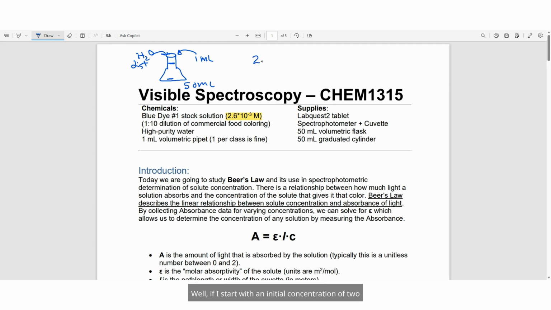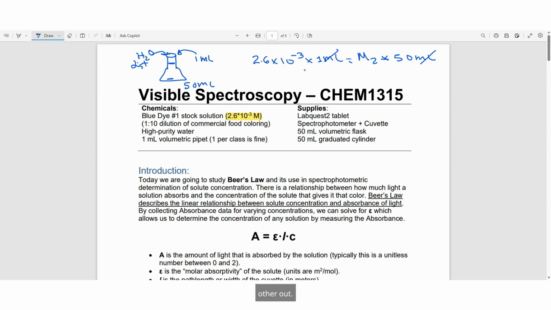How is the calculation done? Well, if I start with an initial concentration of 2.6 times 10 to the minus 3, which is the concentration of the dye, I multiply it by the volume that I took from that solution, and that will be equal to the new concentration that I just prepared in the volumetric flask multiplied by the volume of the flask, which would be 50 milliliters. Therefore, to find the concentration, I would have to divide 2.6 times 10 to the minus 3 by 50. This calculation will give you the exact molarity of the solution you prepared.